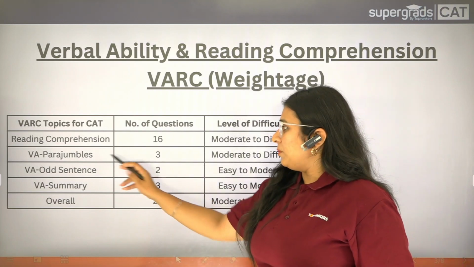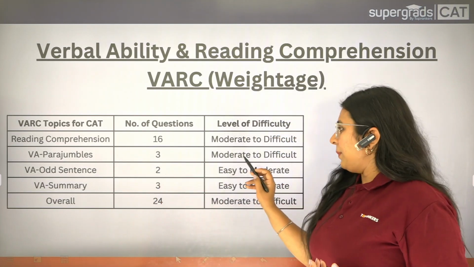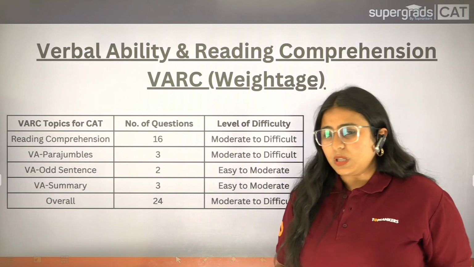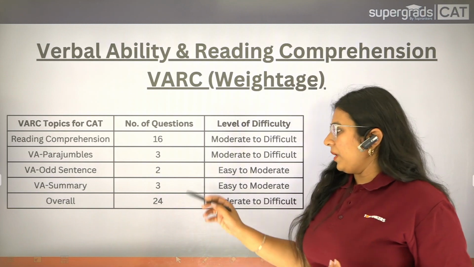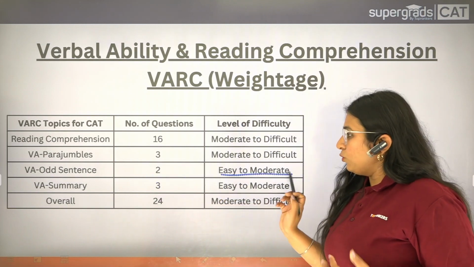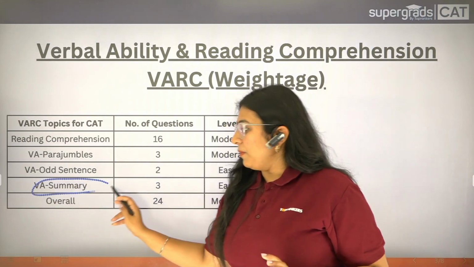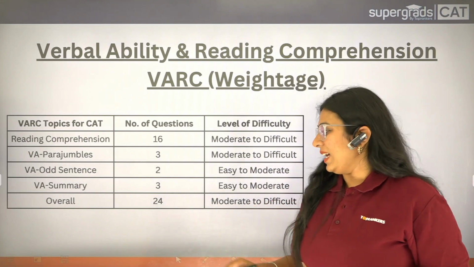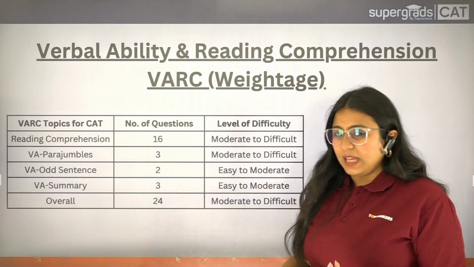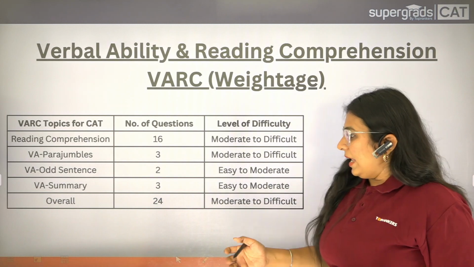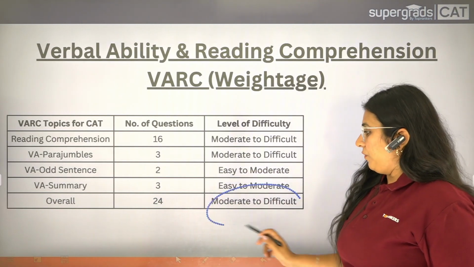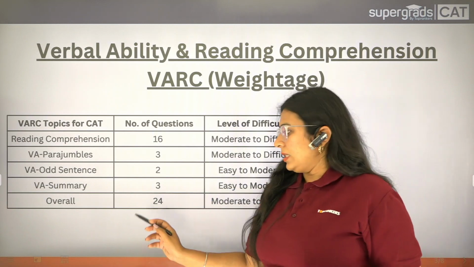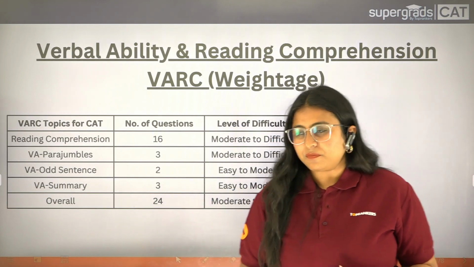Then you have para jumbles जिसके 3 questions होते हैं. Again, moderate to difficult होता है उसका level. Then you have odd sentences, verbal ability का topic again, 2 questions, easy to moderate level. VA summary, as I told you, summary वाले questions भी आते हैं. Again, 3 questions are there. Easy to moderate होता है level. So overall difficulty level, if I tell you of this section, is moderate to difficult, and the total number of questions, as you know, it's 24 over here.